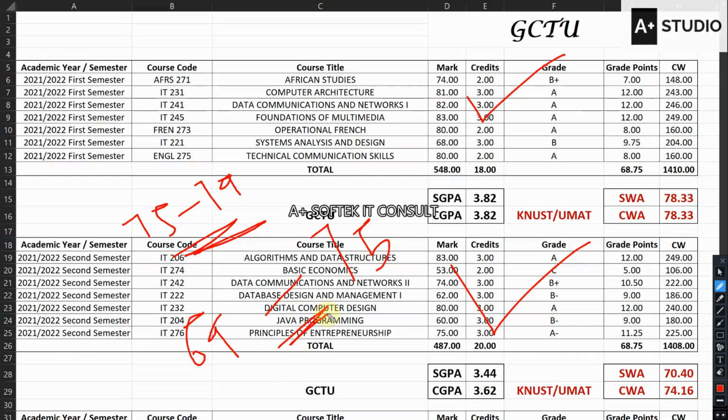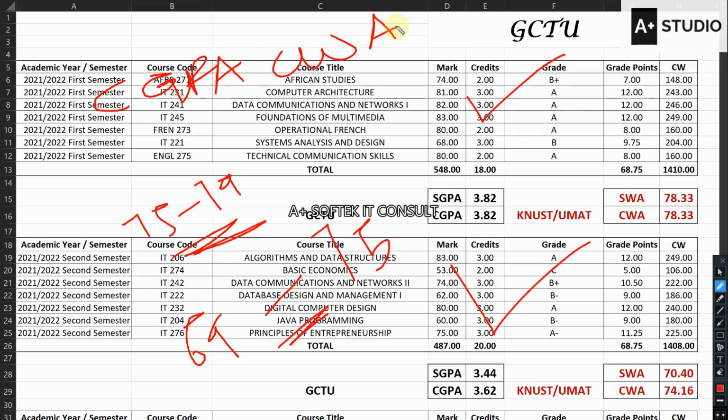But there is a caveat. Don't take my words for granted. We will come to that. We are going to use the universities themselves to judge this. By the end of the day, we are going to know which one is easier and which one is difficult. But if I should ask, which one would you think would be the better choice? In my own perspective, I think CGPA is better than CWA. Why?